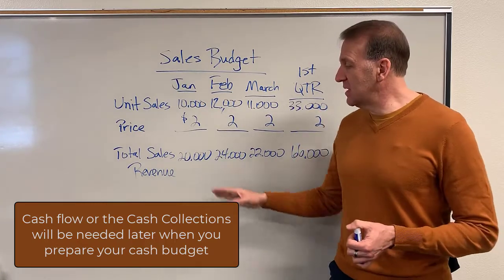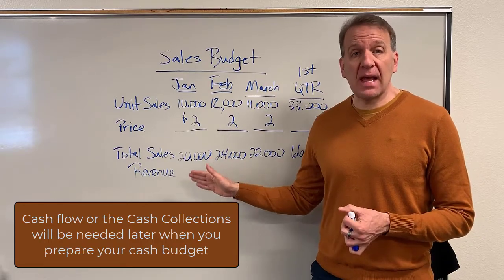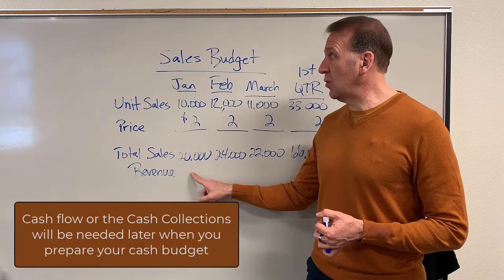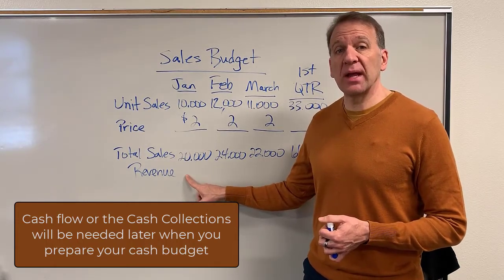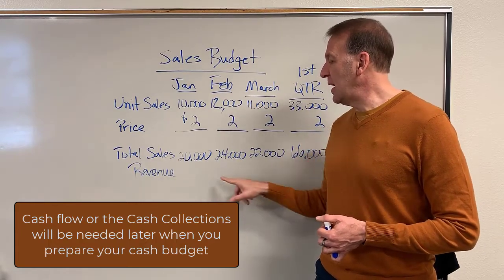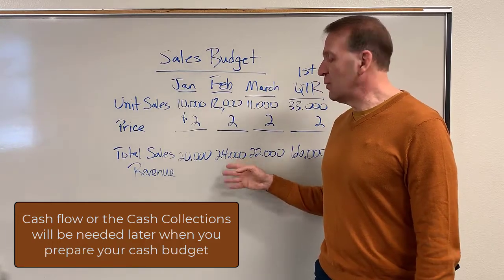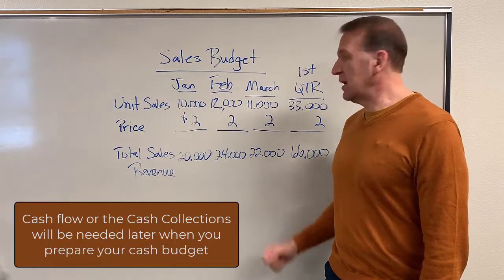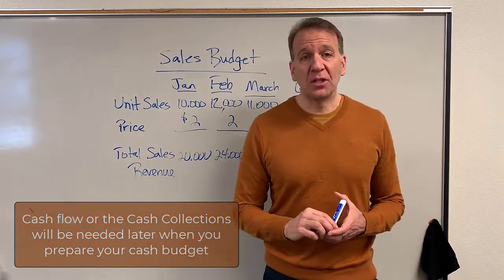All right, because this is just our sales. It's not necessarily the cash that we're getting. We're not necessarily getting this 20,000 in January. Like I said, maybe it's 80% in January and 20% in February. So 16,000 and 4,000 would move over to February. And then February would do the same thing. 80% in February, 20% in March. So then we could calculate what our cash would actually be.